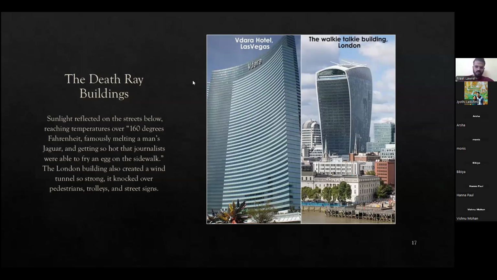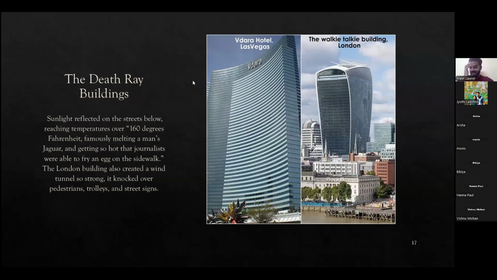Both these buildings, the one on the left is the Vdara Hotel in Las Vegas, and the one on the right is the Walkie Talkie building in London. The architects designed these buildings to be very cool, futuristic designs. But both these buildings are actually shaped like concave mirrors. And we all know what happens when you place a concave mirror in the sun, right? It focuses all the sunlight to one point, and we can actually burn paper or little bits of things with small concave mirrors. I'm sure that most of you would have done it at home. Even with a magnifying glass, it works.